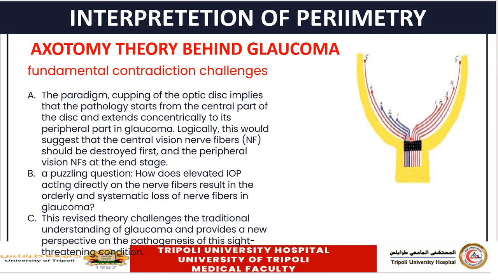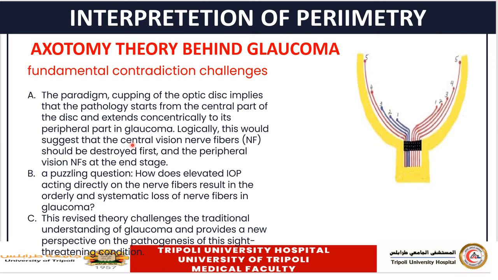And this does not happen. Usually the central vision is the last to be affected, and the first to be affected is the peripheral vision. So this cupping theory failed to explain the changes that happen in the visual field. Normally we see in the visual field in glaucoma the changes in the peripheral vision first, and the last thing to be affected is the central vision. That's why this theory tried to explain the systematic and orderly manner of the changes in the visual field.